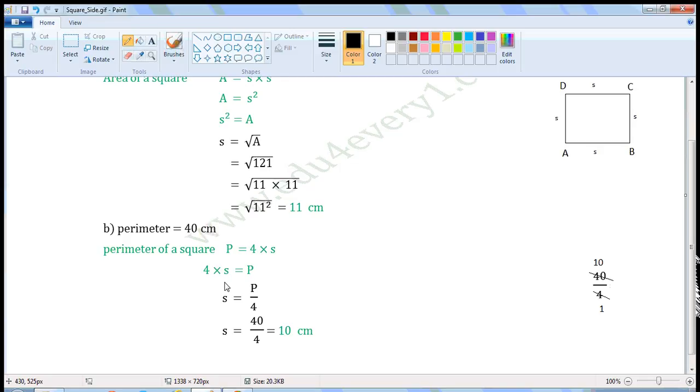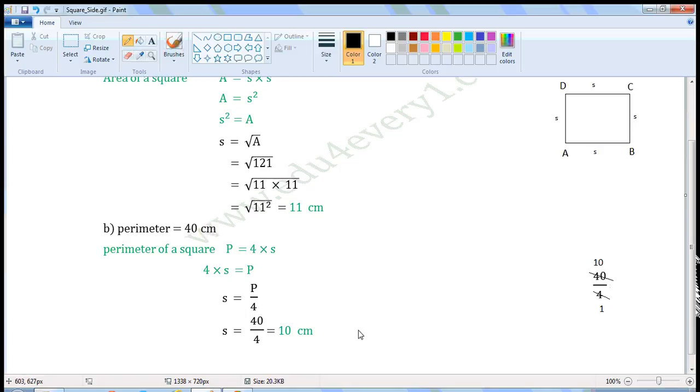To find side, we have to transpose 4 from LHS to RHS. 4 is the multiplier. So when transposed from LHS to RHS, it becomes divisor. So S will be equal to P by 4. Side will be equal to perimeter by 4. Substitute the value of perimeter in this formula. That is equal to 40 by 4.